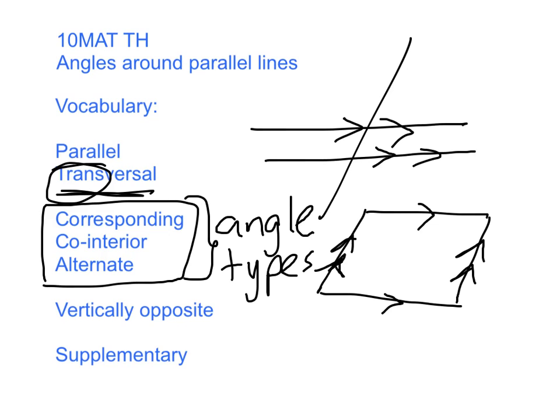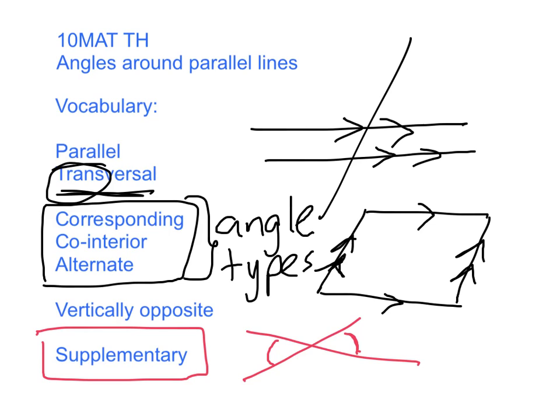The next phrase, vertically opposite, is one that we've already come across, where we know that this angle here and this angle here will be exactly the same. In class we worked that out by using our rule about the angles on a line. But once we've worked that rule out, then we don't have to work it out again. We can just identify vertically opposite angles as being equal. And finally, the last word is this one here, supplementary. Supplementary means angles that add up to 180 degrees. Okay, let's take a look at the parallel line rules now.